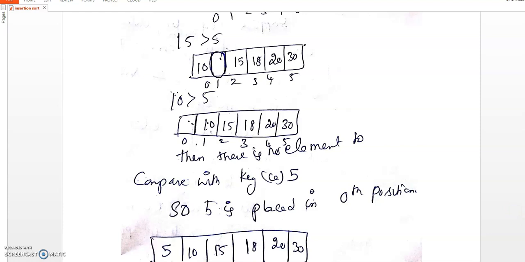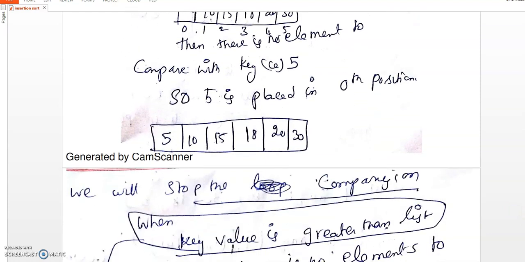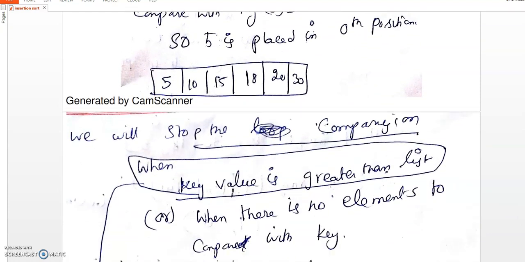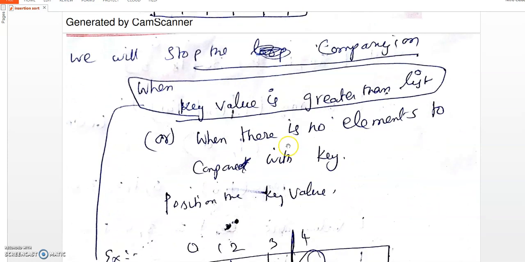Okay, 0th position. Understand? So we will stop the comparison in two cases. One is when the key value is greater than the list element. What is the key value? 18. Already we have done that. That is 18 when comparing with the 15. So the key value is greater than the list element. In that case we will stop the comparison.